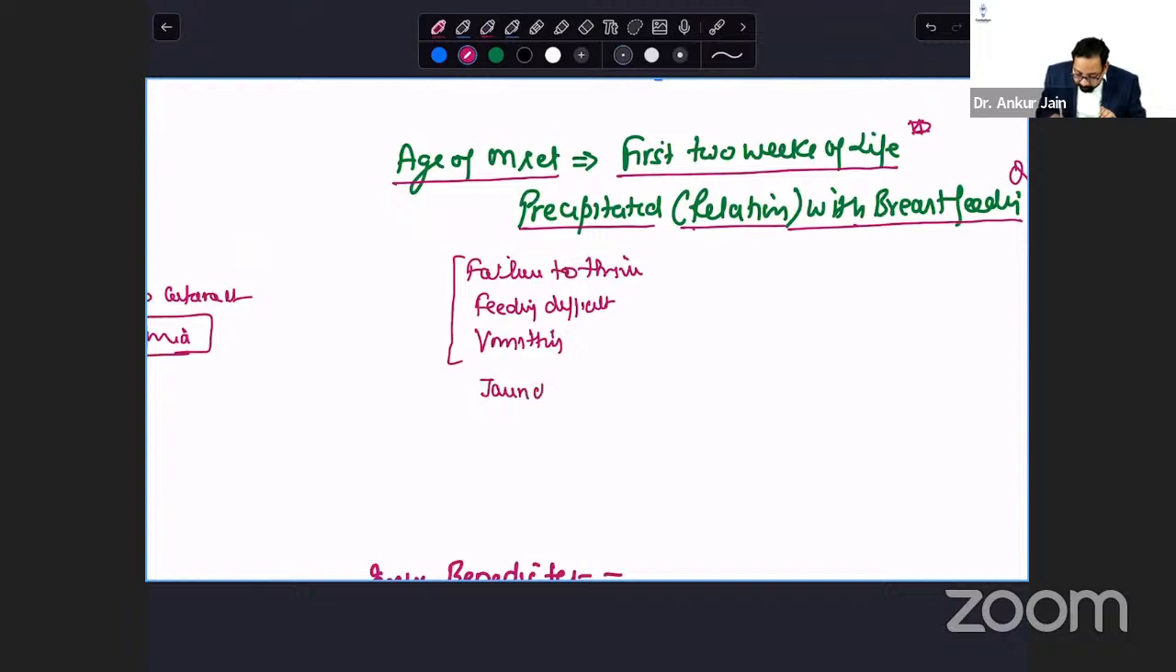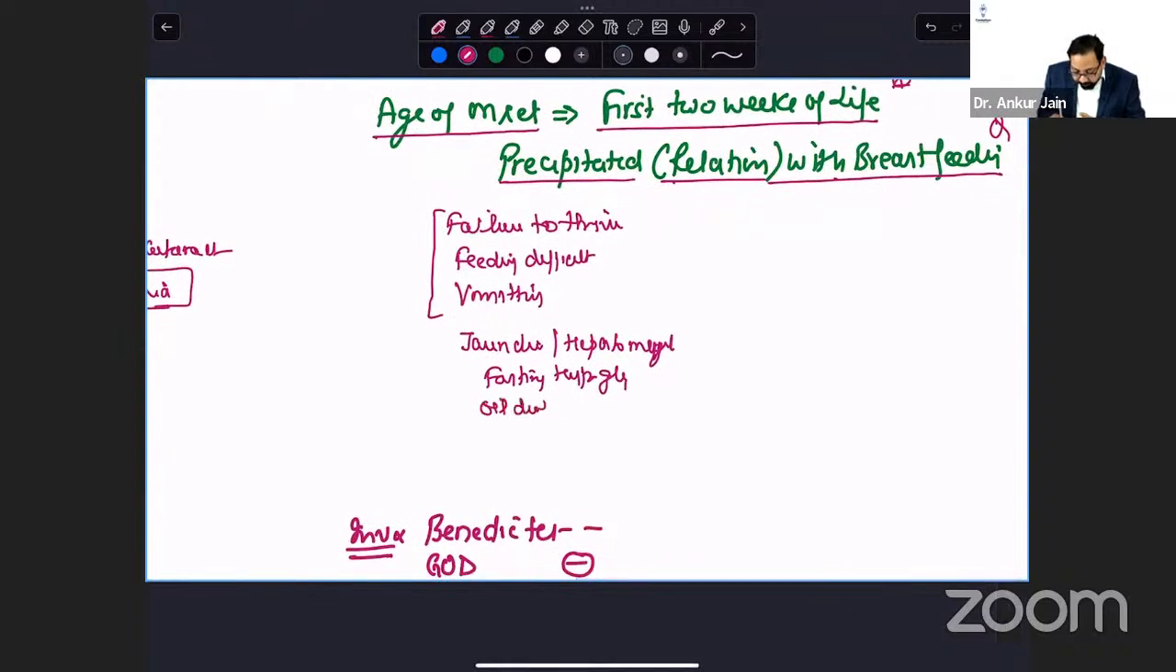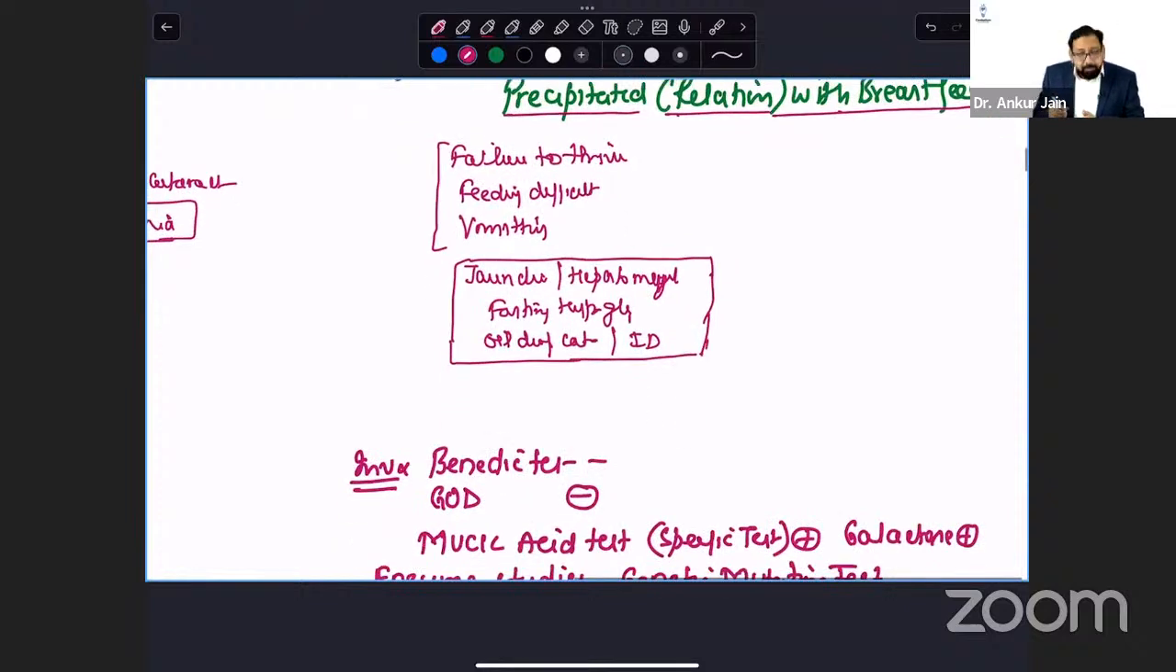Jaundice, hepatomegaly, fasting hypoglycemia, oil drop cataract, intellectual disability. These are suggestive of classical galactosemia. Okay. In this, sometimes you will find liver failure is there. We found that patients who have classical galactosemia are prone to develop septicemia with E. coli. Point it out.